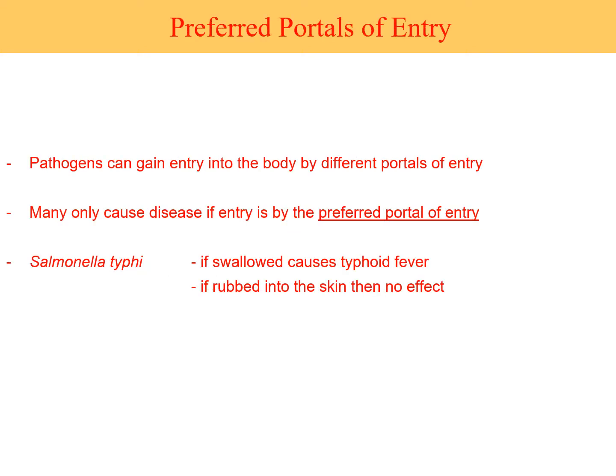Okay, so as I said, many organisms have a preferred portal of entry. They can gain entry into the body by different portals, but may only cause disease if they enter by the preferred portal. An example of that would be Salmonella typhi. The organism is a bacteria which causes typhoid fever. For every organism there is a certain number that you need in order to get infected. But if swallowed, and it doesn't take much, it'll cause typhoid fever. If rubbed into the skin, nothing.